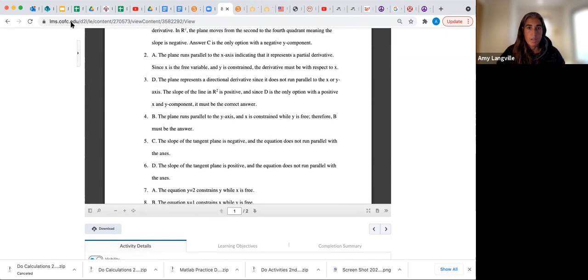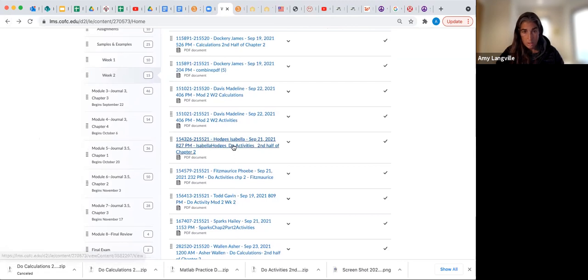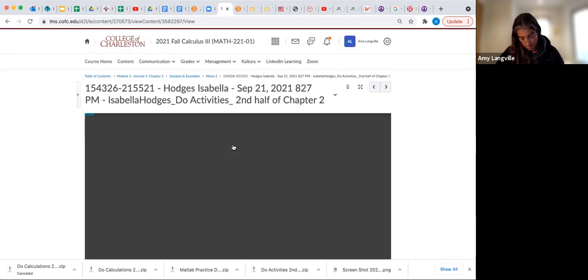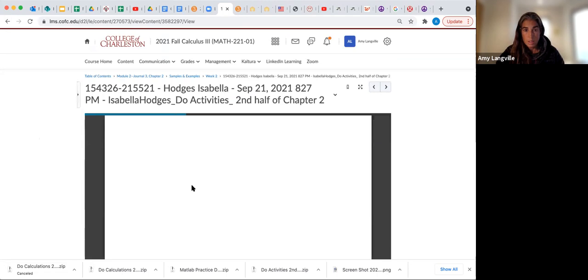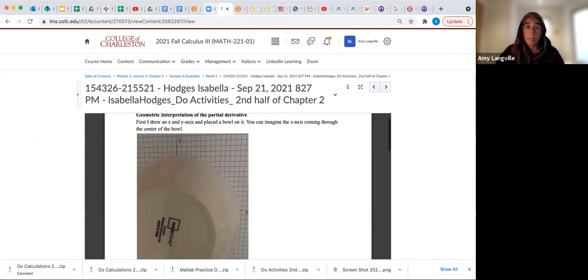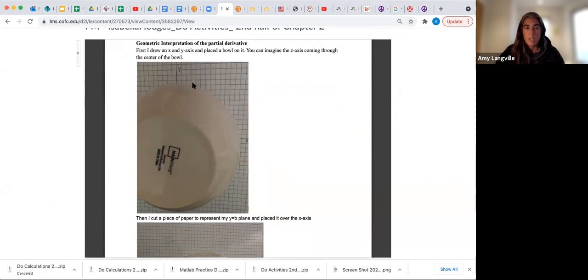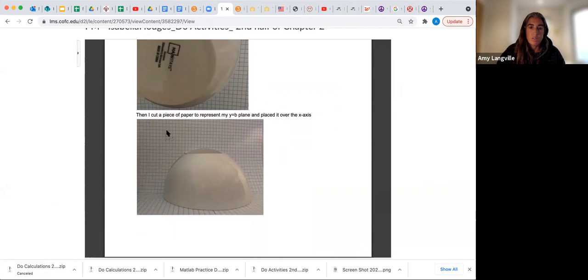All right, then let's go back to the samples and examples and take a look at Isabella's activity. Okay, so this one I thought was a really nice visualization of the activity. Not all of you did this activity, so if you haven't, it might help to look at what Isabella did. Okay, so she's got her XY graph paper in the background, put the bowl over top, and then she cuts and showed this from several angles.